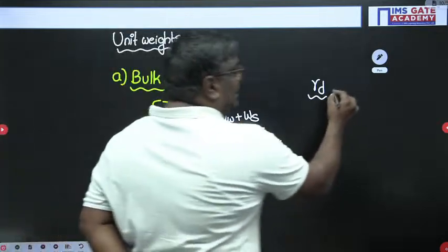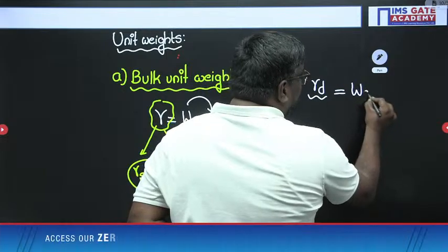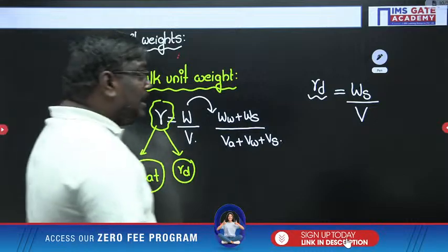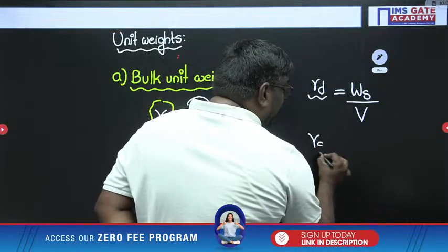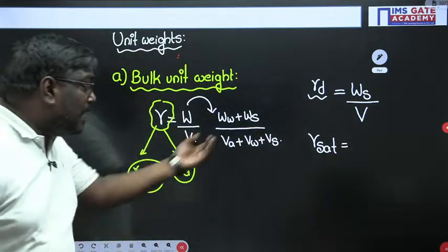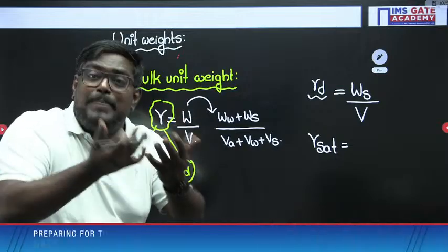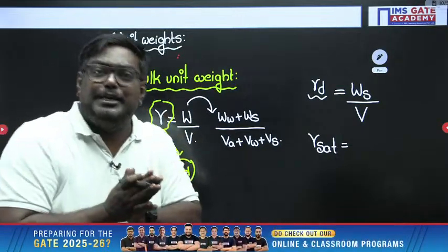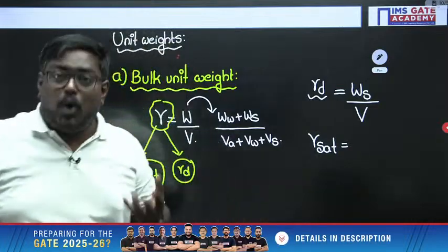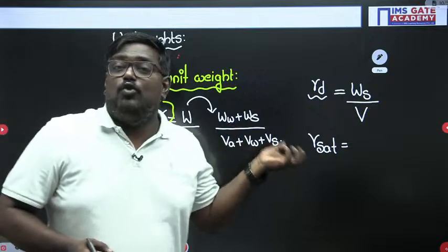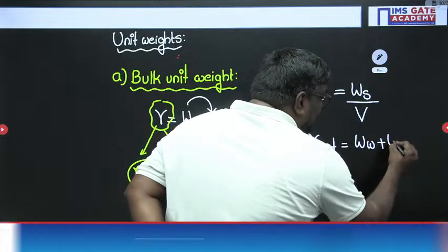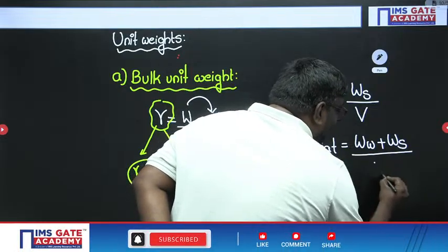So here gamma d will be equal to weight of solids by total volume. Am I correct or wrong? Now similarly, if I talk about saturated unit weight, it can also be written as what? What, my dear students? The voids are completely filled with water in saturated unit weight. So when I say the voids are completely filled with water, you have to be careful. So here gamma sat can also be written as weight of water plus weight of solids upon total volume.